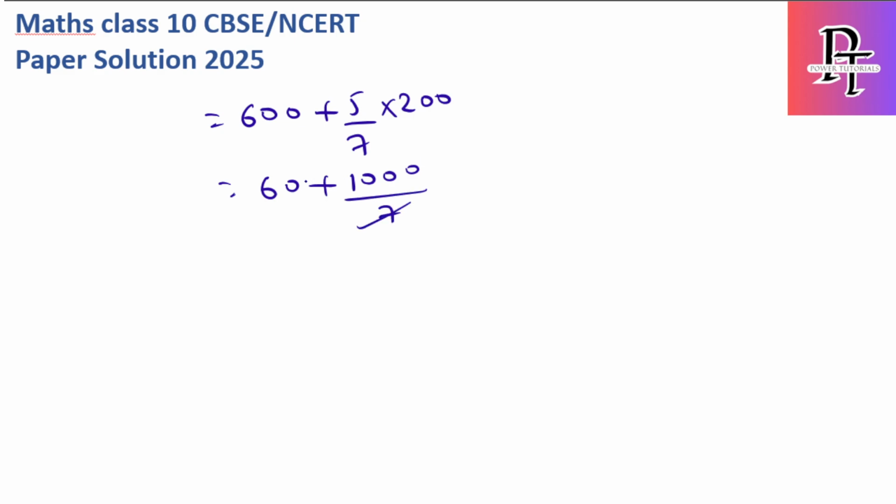7 1s are 7, 30, 7 4s are 28, 20, 7 2s are 14, 60, 7 8s are 56, 40, 7 5s are 35. Okay, again 50 and it will be 7. So it is 142 point something. So the final answer I can write as 742.87 is the median.